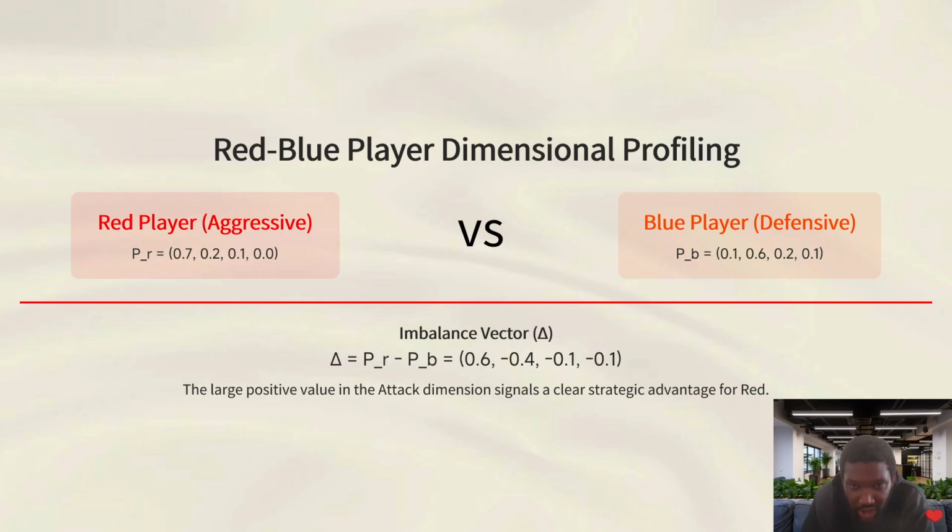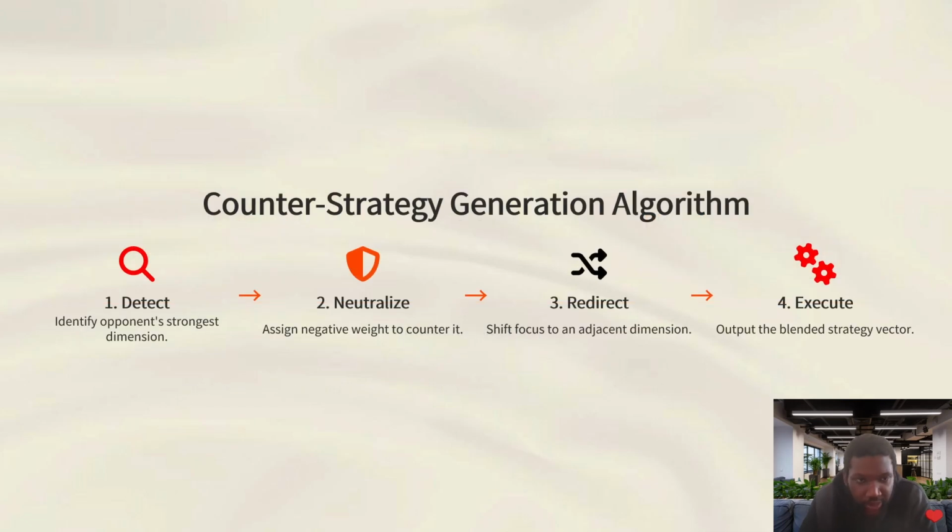This triangle sign, the delta, means the change in the probability of R can be measured in real time. In the runtime of the robot, it's a metric for defense coherence: how good your dimensions are doing. Detect, identify the opponent's strongest dimension; neutralize, assign negative weight to counter it; redirect, shift focus to adjacent dimensions; output the blended strategy vector.